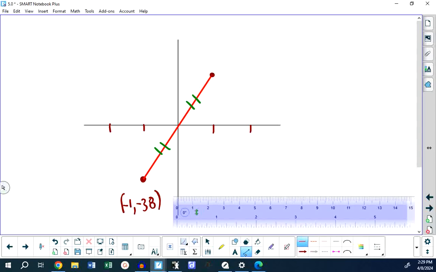Because these are equal and these are equal, right? There's a symmetry here. It's an upside down symmetry or an inverted symmetry of some kind. But there you have it.